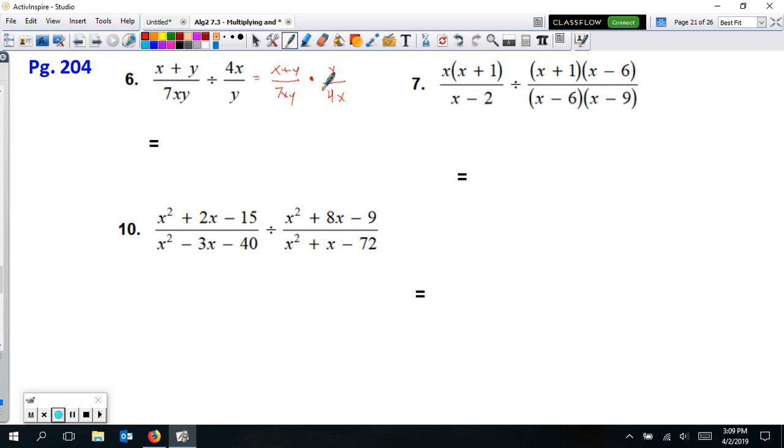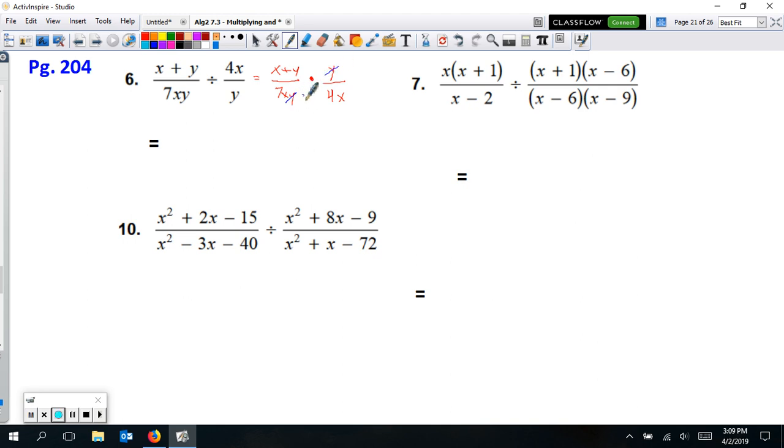But I think it's better, because we do have a binomial in here. X plus y is a binomial. I think it would be better to work on cross-canceling before we multiply. So I can see I have a monomial here with y. Each piece is individual, and so you can cancel out pieces of monomials, as you can see here. So this y can cancel out with this y here. That's a piece of a monomial.